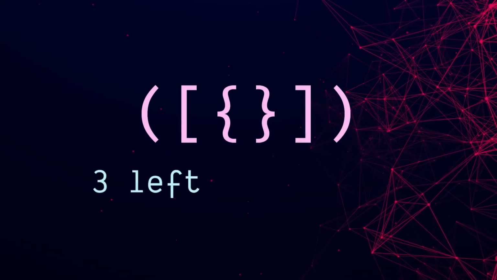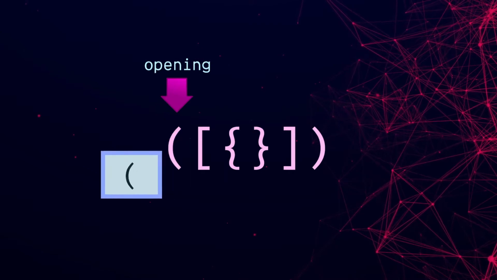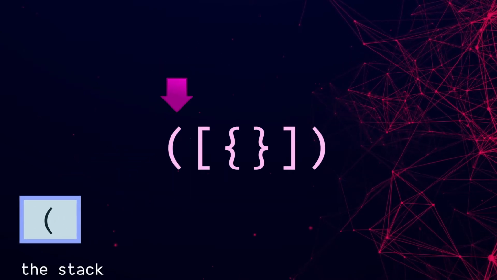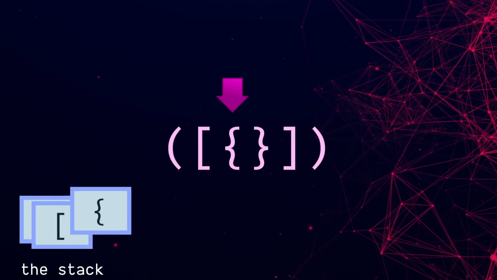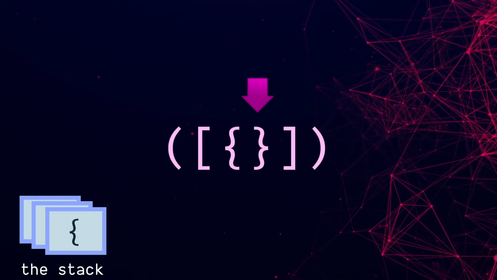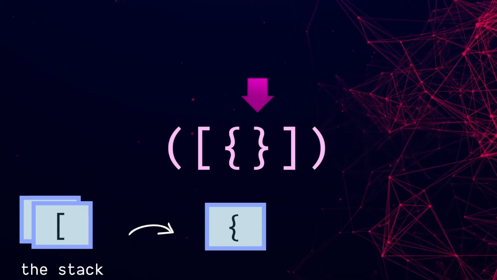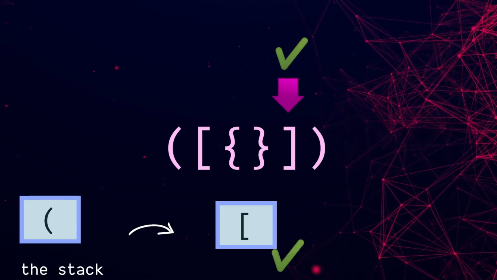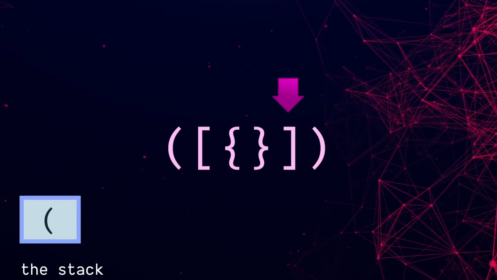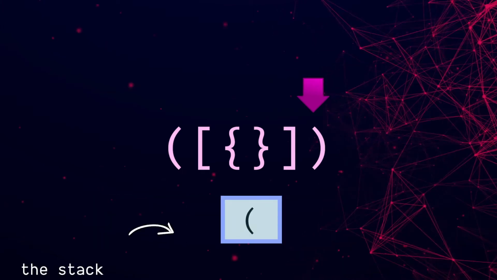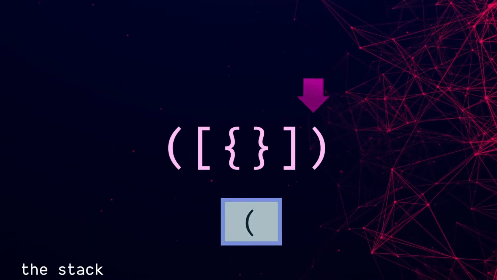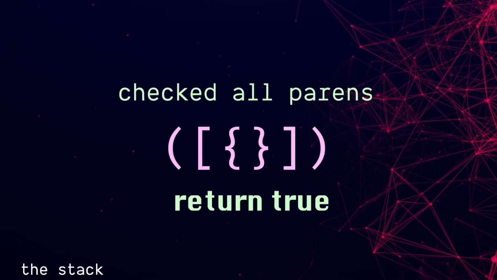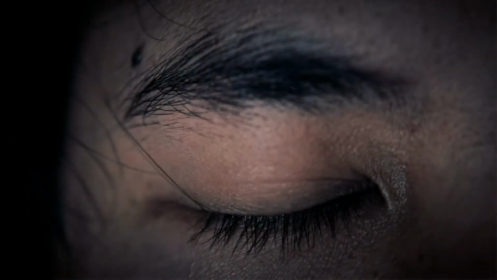If we walk through an example like this with 3 left parentheses and 3 right parentheses, as we see an opening parenthesis, we can just push it onto the stack, saving it for later. Then, once we see a closing parenthesis, we can pop off from the top of the stack and see if it matches. So this will enforce that universal matching rule that we discovered. If the rule is ever broken, we could just return false. And if we successfully check all our parentheses, we can return true. So that's actually everything we need to solve this one.